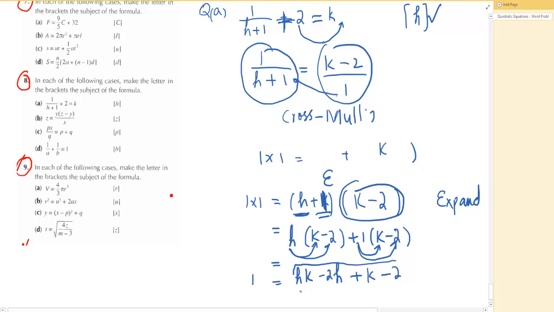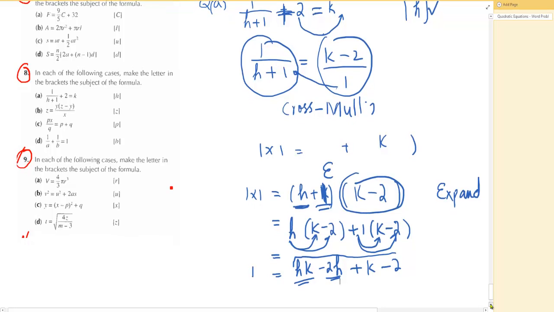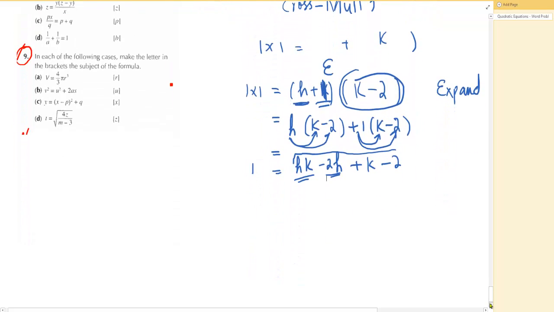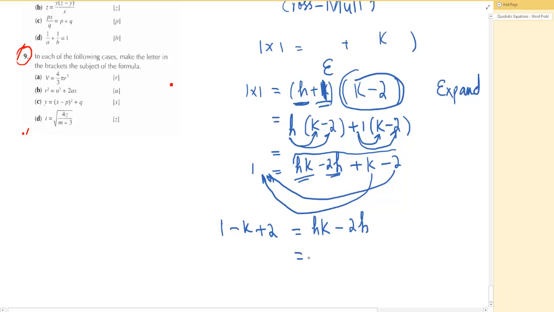Where is h? H is here. H is here. So bring the rest of the terms on the other side. Shift this here. This is 1 minus k, and shift this minus 2 as well. This is plus 2 here, and we have hk left minus 2h, and take h common because we have to make h the subject.